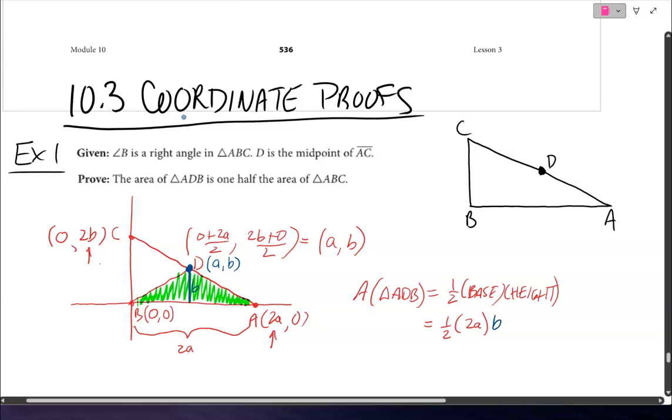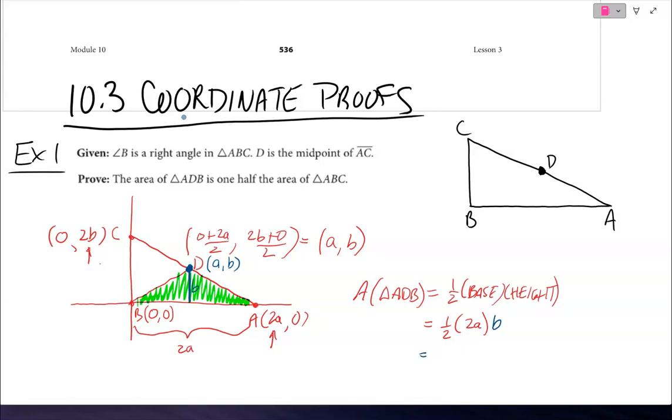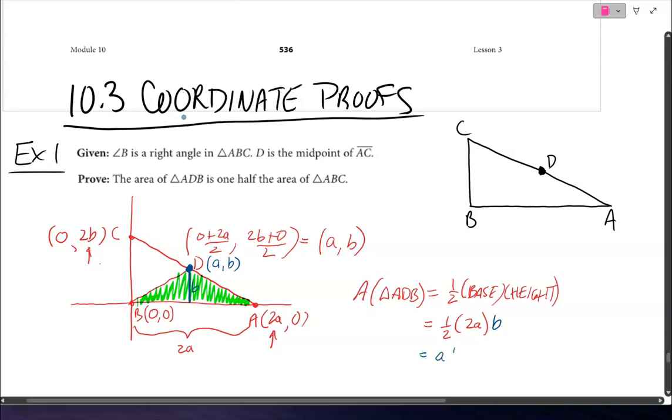So now we have area equals 1/2 of 2a times b. And again, we see how having the 2a in there helps us avoid the fractions. 1/2 of 2a is a, so we just simply get ab. So the area of triangle ADB is equal to just simply ab.